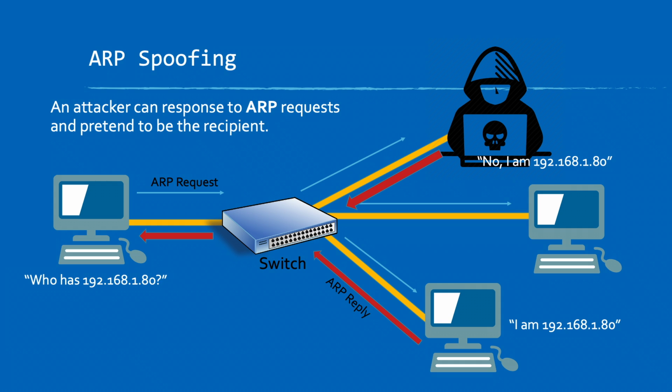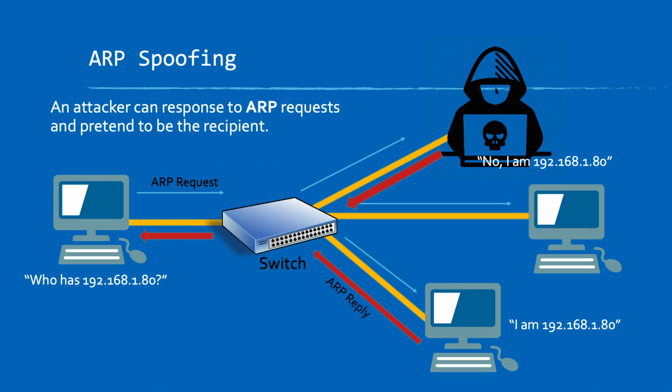An attacker can actually respond to an ARP request and pretend to be a recipient. So in this example, the computer says, who has .180? It sends it out to everyone on the network, and the legitimate computer will respond and say, hey, I'm .180. But the attacker will also say, no, I'm .180. So which one is actually going to get saved? The one that happens later, or the attacker could actually try to kick the legitimate one off the network. There are different ways to do this. But this one's going to override the IP address of the other legitimate one.